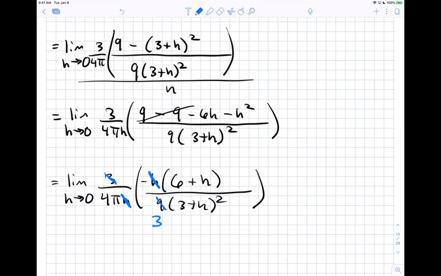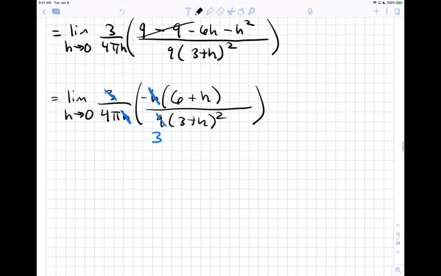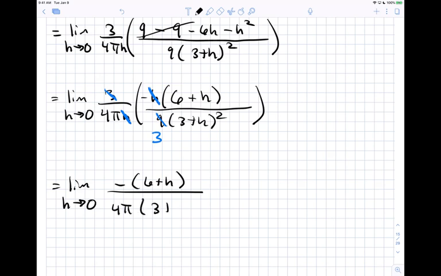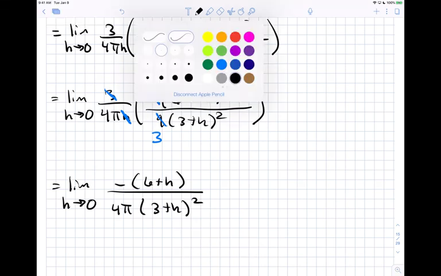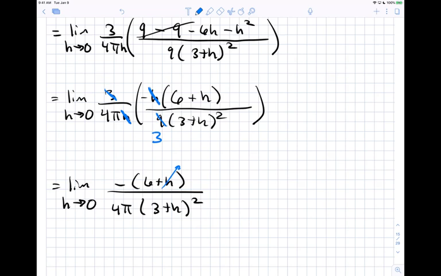I can't see anything else immediate, so let me just try to be neat. So this is going to be the limit as h tends to 0. On top, we're going to have negative times 6 plus h divided by 4 pi times (3 plus h) squared. Now if we pass the limit as h goes to 0, this is going to go to 0, this is going to go to 0. I think we're okay now.